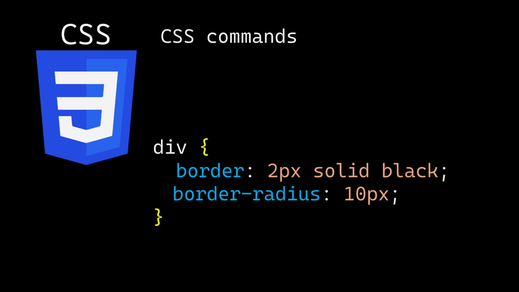After some time. And here I will say that I want my border to be 2 pixels, solid, so no dots, no anything, just a line, and black. And border radius sets if you want rounded corners or not.